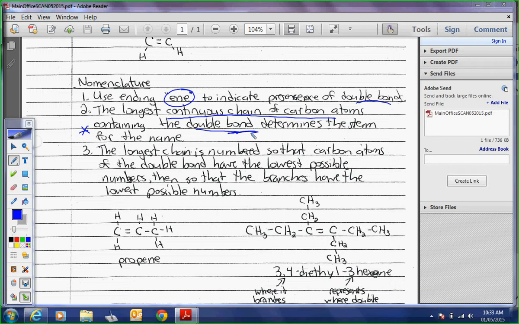Okay, just like I did before. And then we're going to name our branches the same: methyl, ethyl, propyl, chloro, bromo, iodo, all the same sort of branch names. But when we number the carbon chain, we have to number it so that the branches and the double bond have the lowest possible numbers. So we're going to actually number the double bond as well. And so when we're doing our numbers, do we number it left to right or right to left? We not only take the branches into consideration, but also where the double bond is. Okay, I'll give you an example. I've given you an example.